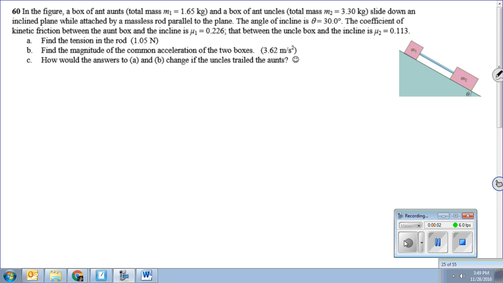All right, here we go. This is problem number 60 from Chapter 6 of the Halliday and Resnick textbook on your worksheet. This is on assignment 6.1b.